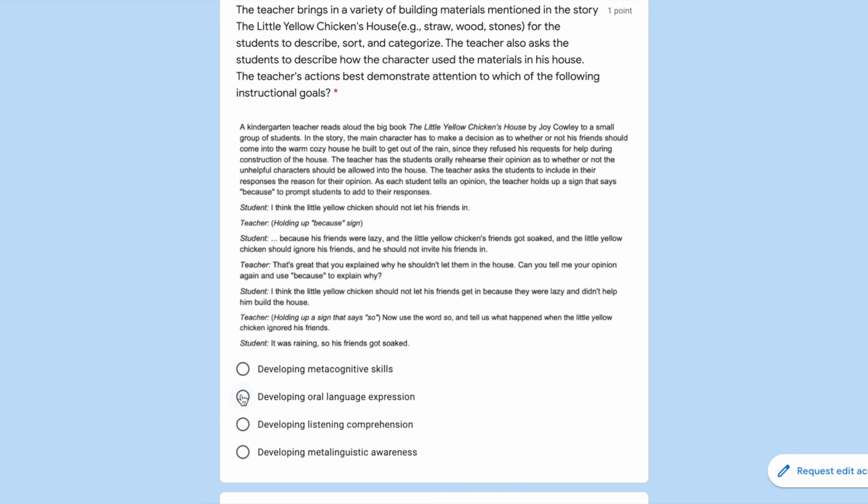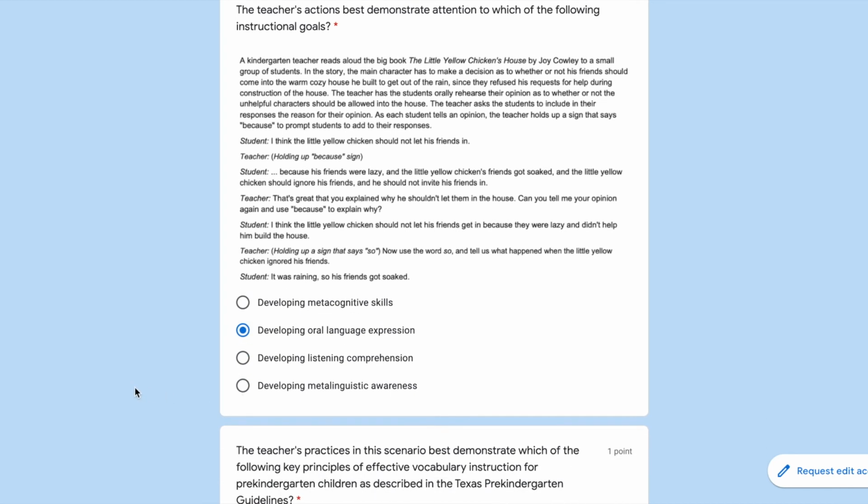If you chose B, developing oral language expression, you are right, and that's because the teacher uses various attributes of the physical materials, for example, straw, wood, stones, and how they were used by the character in the story to provide the students with opportunities to practice key language functions such as describing and categorizing in meaningful context. In addition to enhancing young students' oral language development, this approach also supports their emerging text analysis skills by providing them with purposeful opportunities to continue engaging with and discussing the text. Let's keep going.